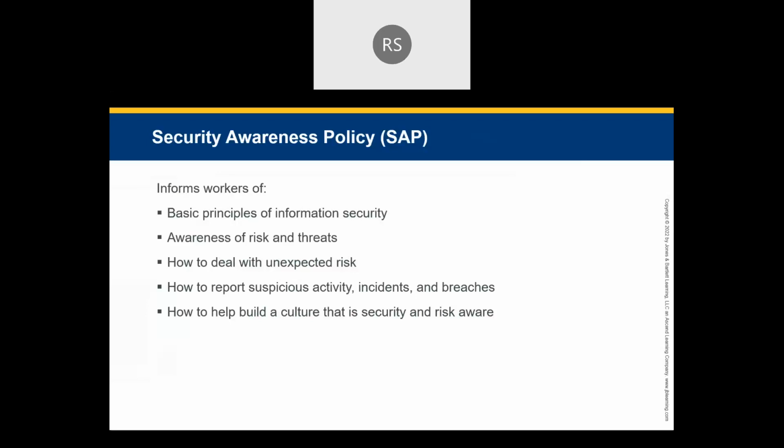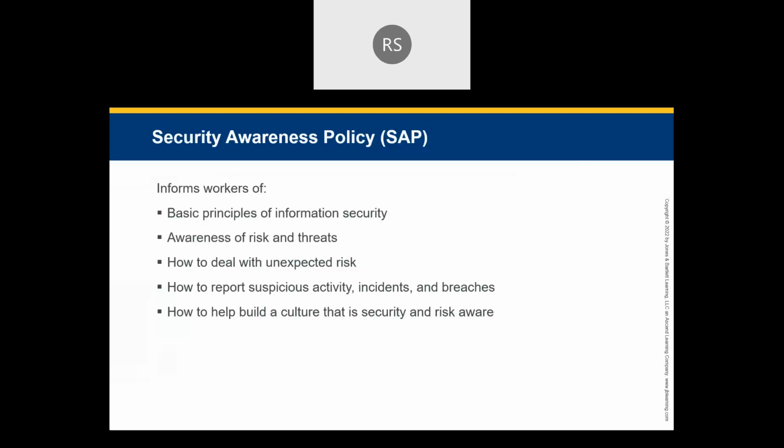The SAP also equips employees with the knowledge and skills to handle unexpected security risks or incidents. So it's going to outline the appropriate steps taken in the event of a security incident, such as reporting incidents promptly, containing the impact, and following the incident response procedures. It's also going to emphasize the importance of reporting any suspicious activity, incidents, or potential breaches promptly. So it's going to provide clear guidelines on how to report such incidents and who to contact with the organization's incident response or security team.